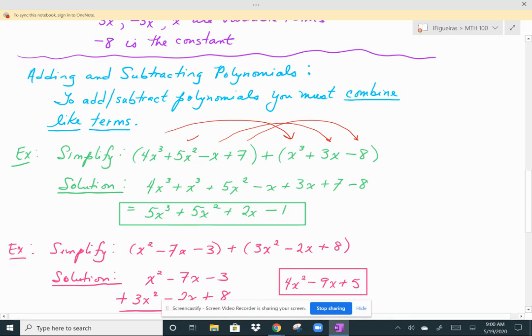Now you're ready to add or subtract. So 4x cubed plus x cubed is 5x cubed. 5x squared doesn't combine with anything, so you just write that down. Negative x plus 3x is 2x, and 7 minus 8 is the negative 1. So you are done combining your polynomials. So remember, you are not solving an equation here. You're just simplifying the expression.